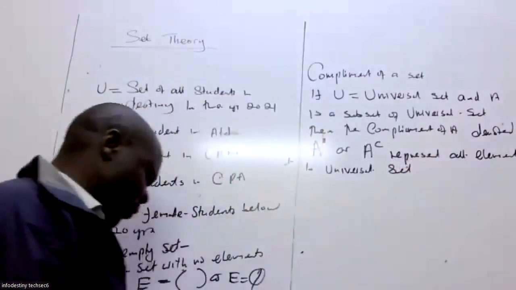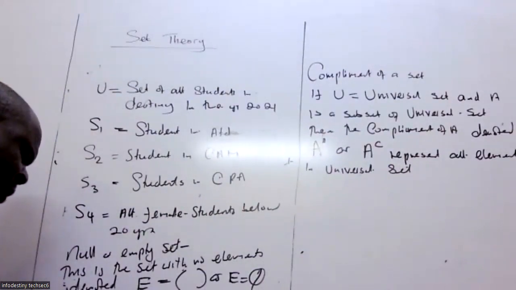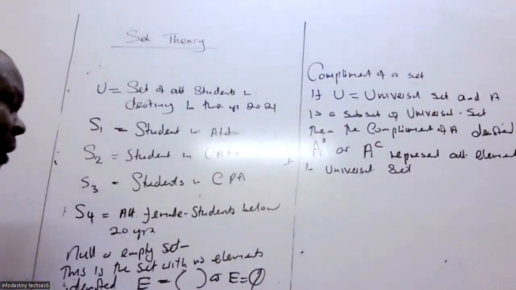All elements in a universal set which are not members of A.